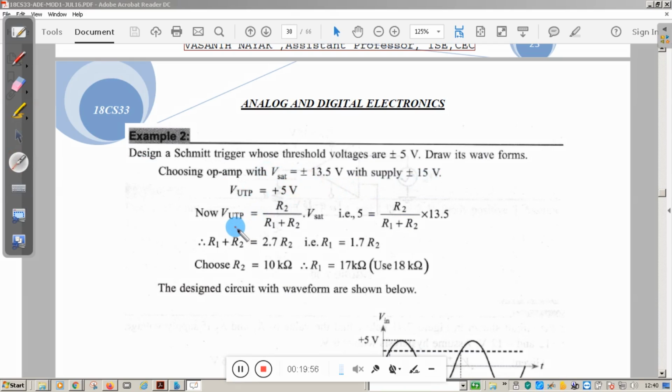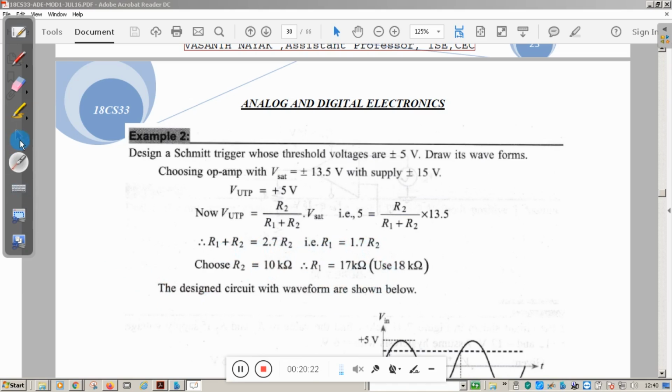Now we have the equation UTP equals R2 by R1 plus R2 times VSAT. Substitute the value, UTP is 5. We don't know R1 and R2, so you will get R1 plus R2 equal to 2.7 R2, or R1 is equal to 1.7 R2. But assuming one value, let us choose R2 equal to 10 kilo ohm, you will get R1 equal to 17 kilo ohm or 18 kilo ohm.